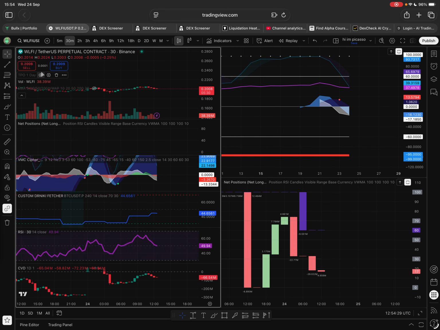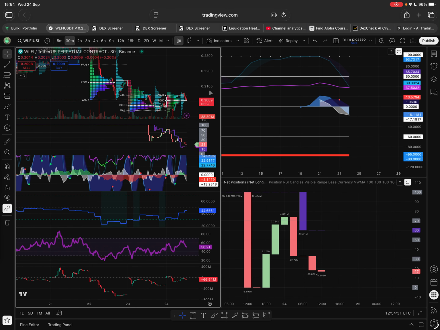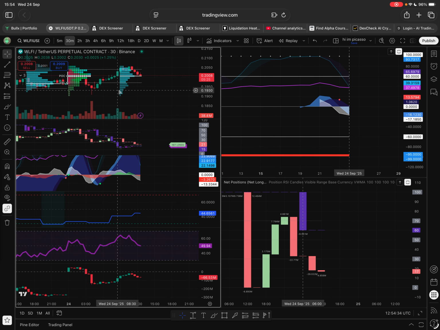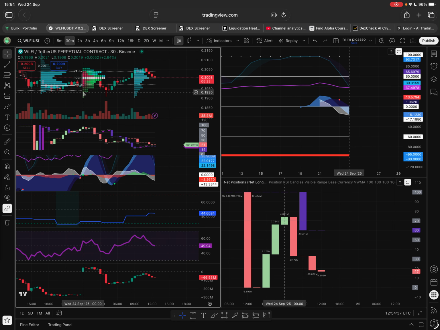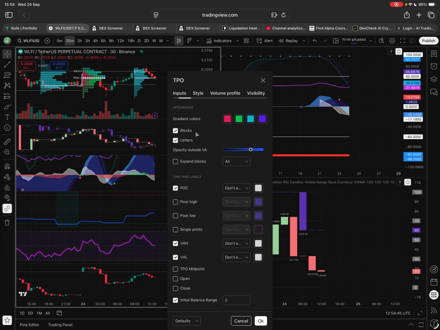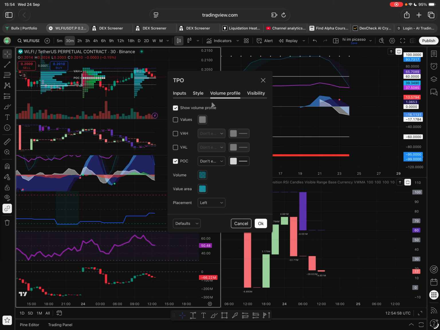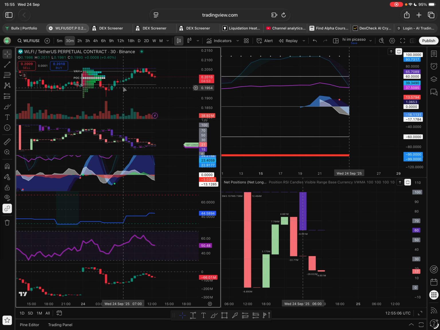There's a few very important areas within the day before the US session starts, and they are right here. So the first important area is the area right here, and I think what I'll do is I'll have TPO on: poor high, poor low, open, close. So poor high, poor low. I can have these show volume profile. I don't think I need a volume profile because TPO is basically the volume profile. So remove the volume profile now.